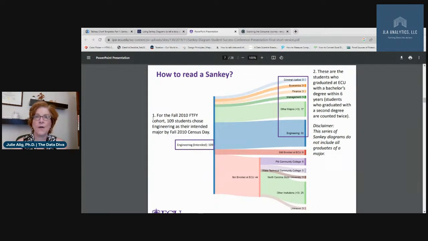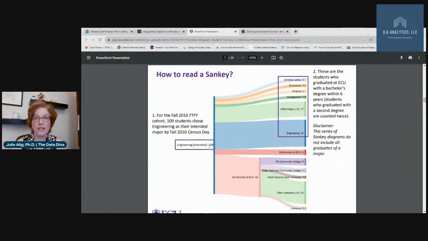So look here. For the fall 2010 cohort, they had 109 engineering students, or students saying that they were going to be engineers. By the time they graduated, what was their major of graduation, right? So for example, 109 started out saying they were going to be engineers. Only 30 of them actually graduated from that same institution with a degree in engineering. Look at all these other majors that they transferred out into and graduated in. And these are just the students that stayed at their institution and graduated. Here, they're still enrolled. So this is graduating within 6 years, which is a federal standard.